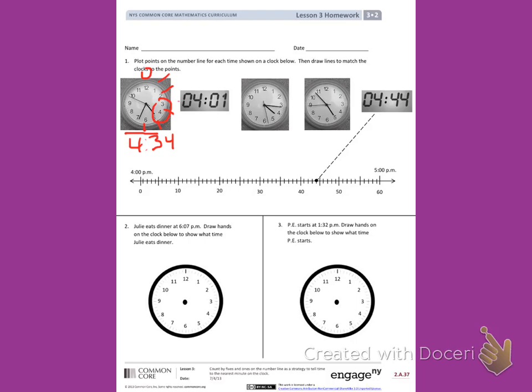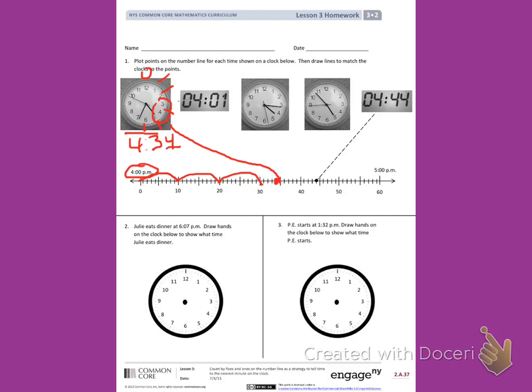on the number line. So here we have 4 o'clock, and I'm going to go 34 minutes. I can actually count by tens, 10, 20, 30, and then add on 4 more minutes. 1, 2, 3, 4. So 4:34 is right here, 1 minute before 4:35. So I'm going to draw a line from 4:34 to the dot that's on the line.